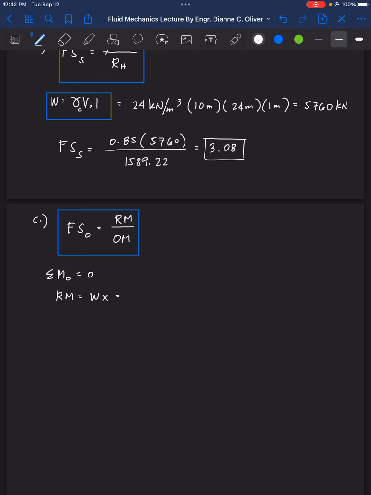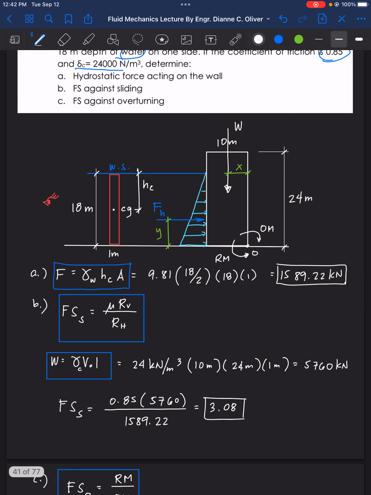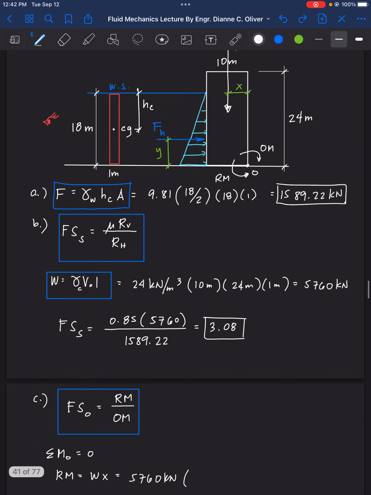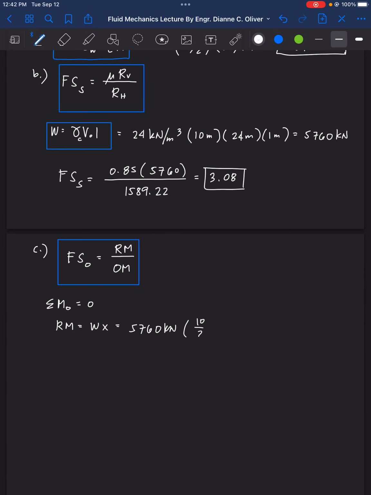So weight is 5,760 kilonewton times, what is x here? It is equal to 10 divided by 2. So that is equal to 28,800 kilonewton meter.